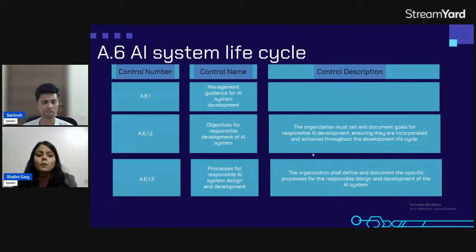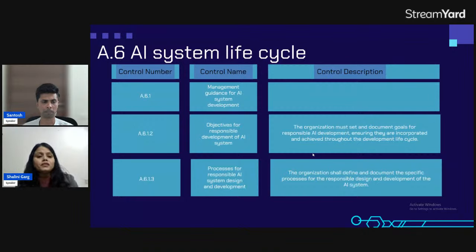Now, what are the objectives for this responsible development of AI systems? The organization needs to figure out and write down its goals for making AI systems in a responsible way. Then it should keep these goals in mind and include steps to reach them as they build the AI system for their company. The organization needs to set clear goals that will impact how they design and develop the AI system. These goals are not just for show. They should be a part of every step in the process.